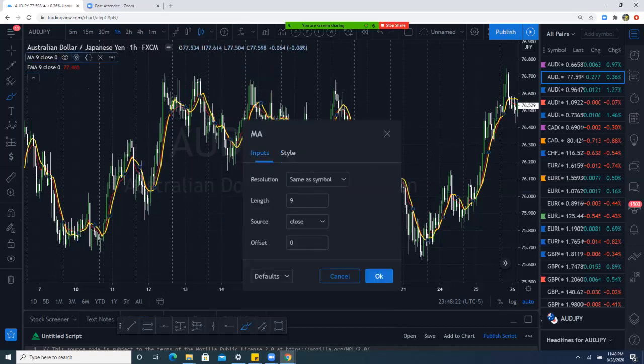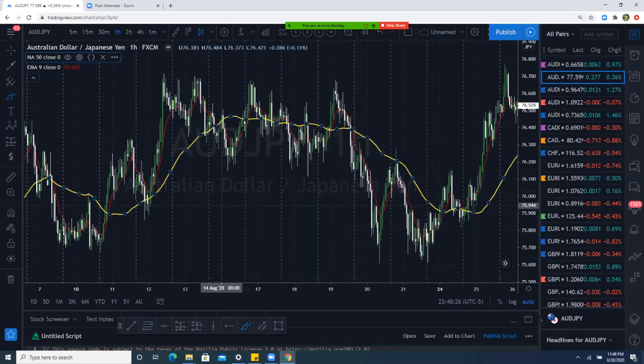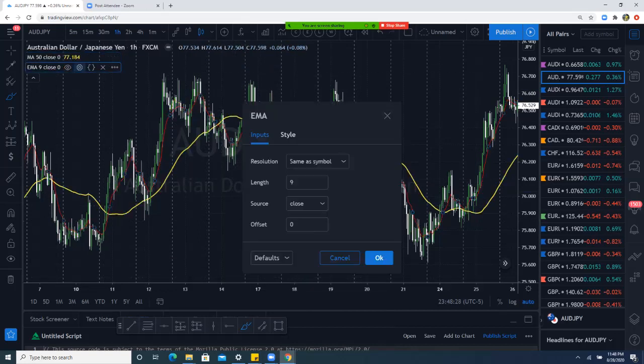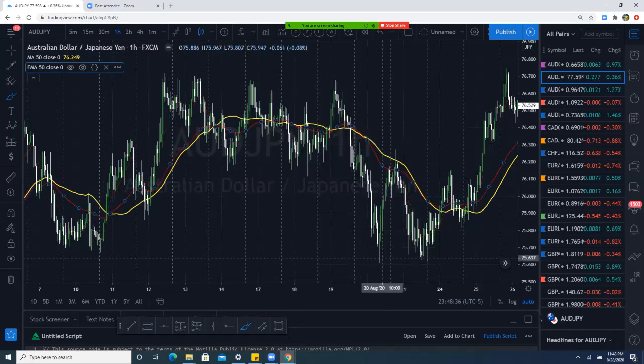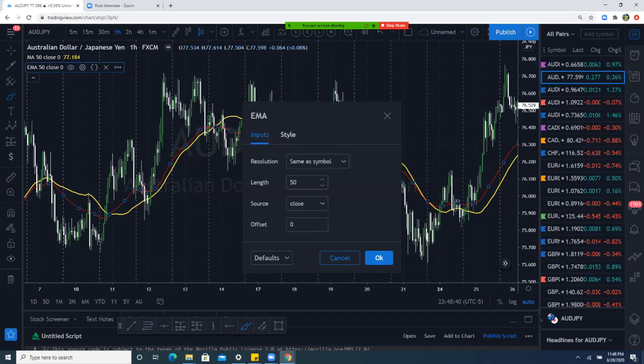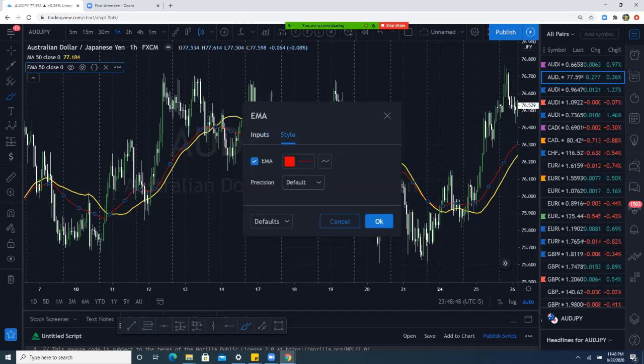Then I'm going to make it a 50 period moving average. So basically, the moving average is going to take the last 50 closing prices and make an average of them. And the exponential moving average is still going to take the last 50 closing prices, but it's going to give more emphasis to the newer price data, the more recent price data.